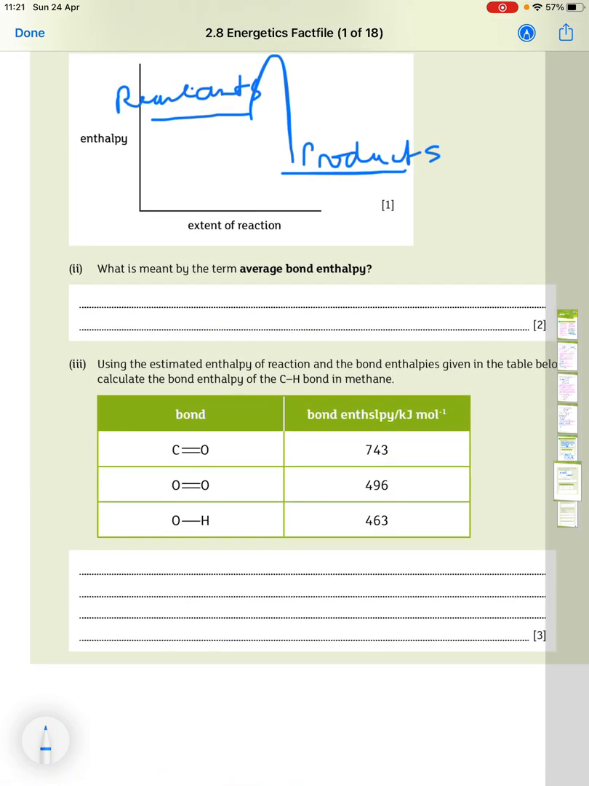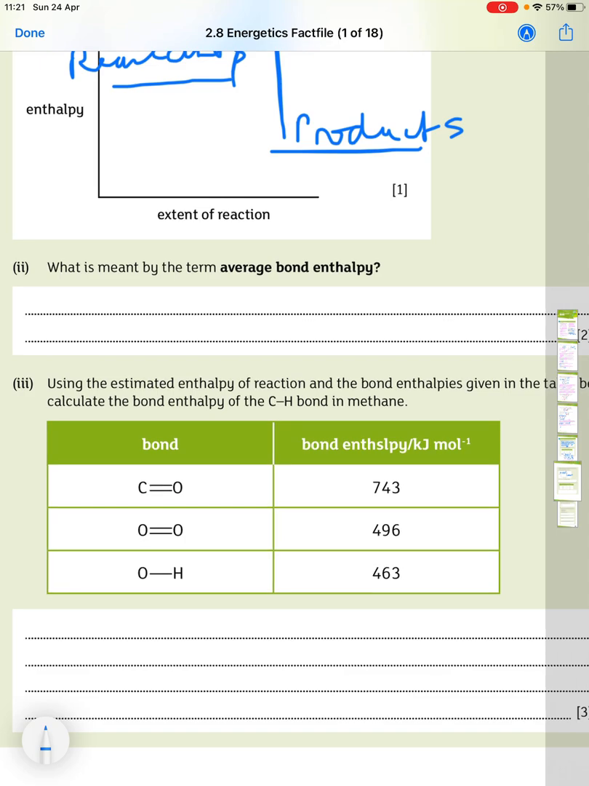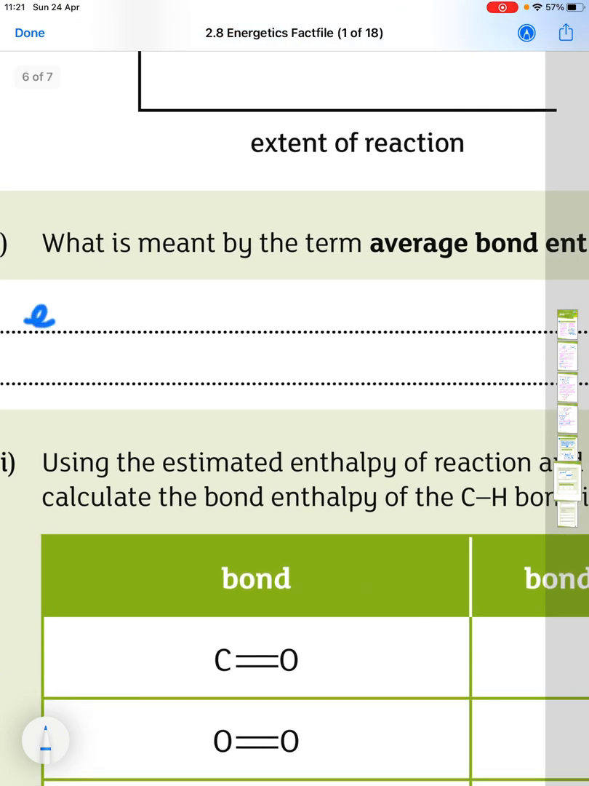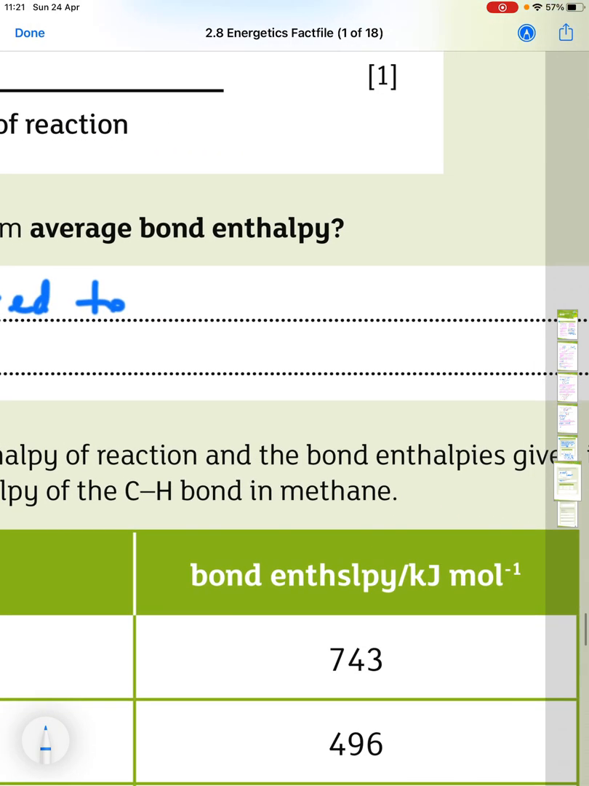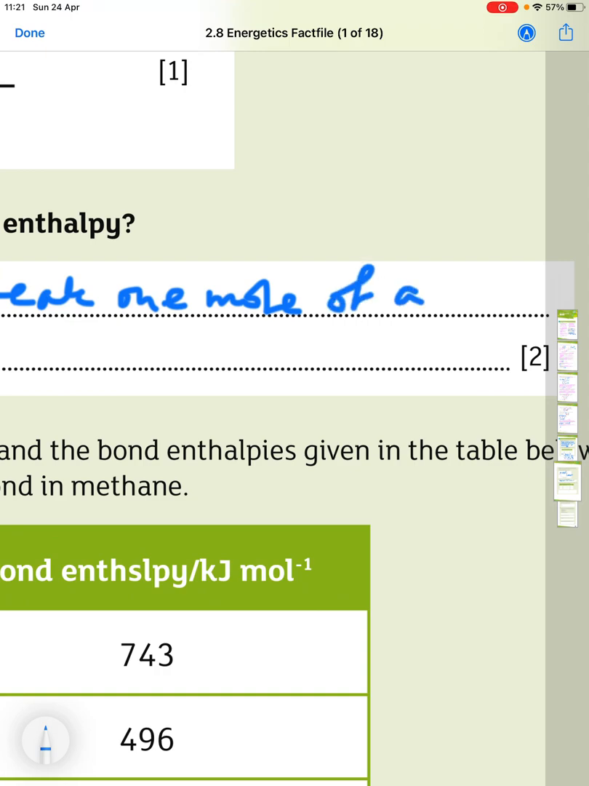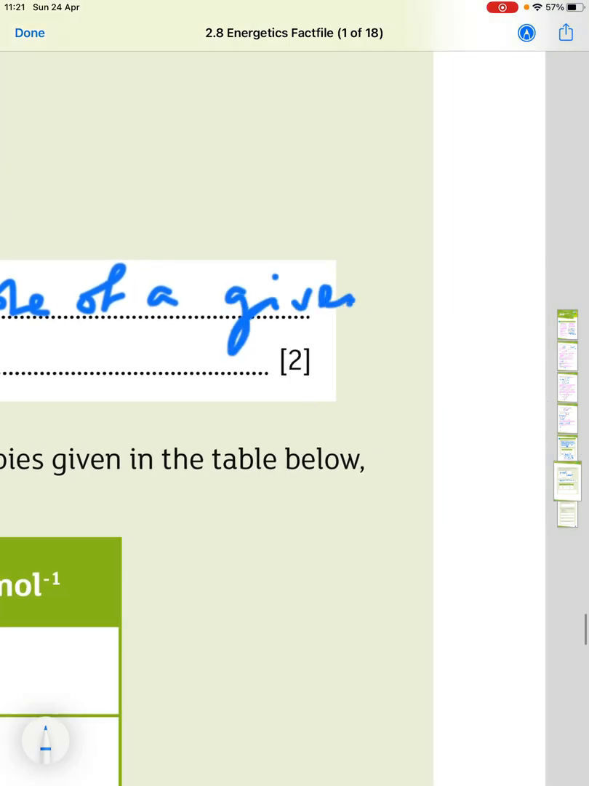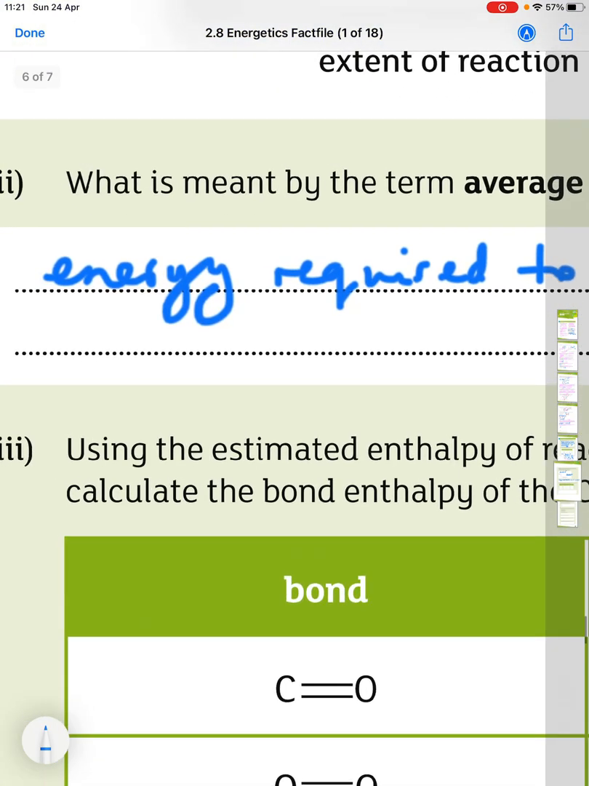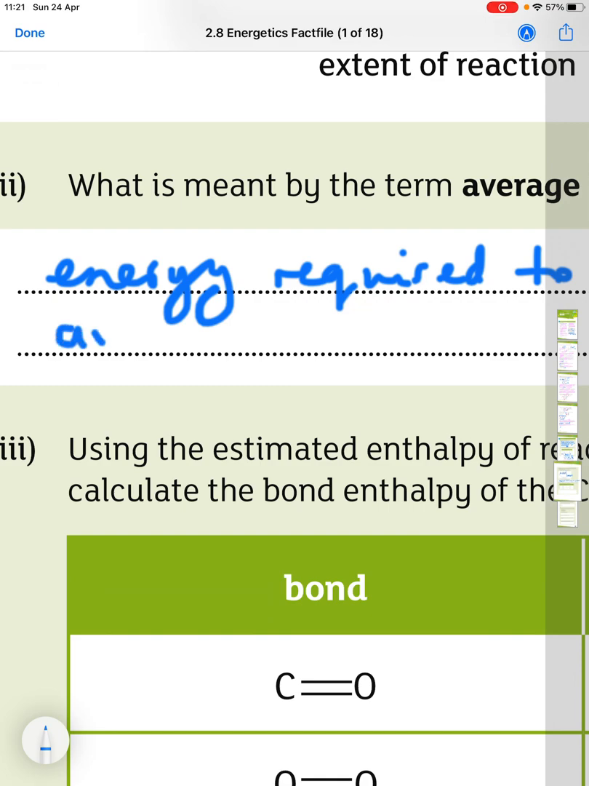What is meant by the term average bond enthalpy? Well, it's the energy required to break 1 mole of a given bond, and then you have to say, this next bit's very important, averaged over many compounds.